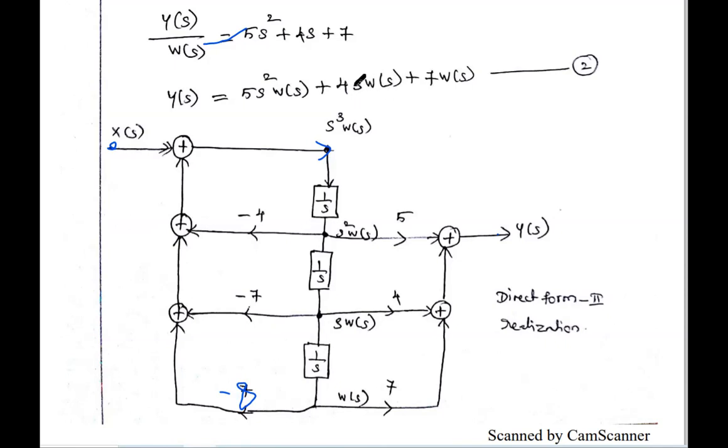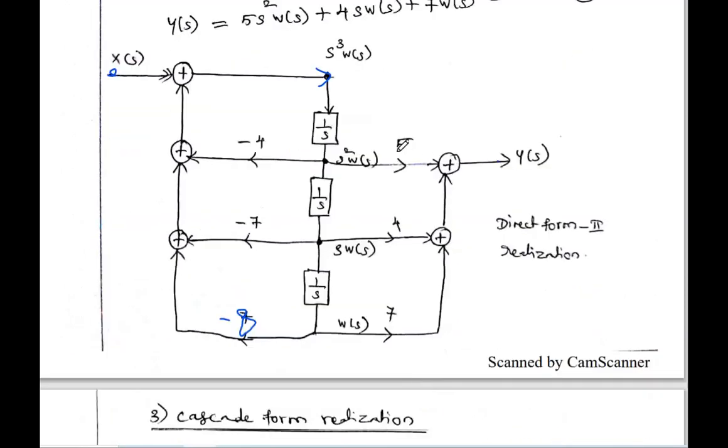Then what is the next term? 4 S W of S. Already we derived S W of S. This point is said to be S W of S. So this S into W of S, you take one wire, you multiply with the constant 4. Similarly, 7 W of S. This W of S is available in the last point. So this W of S, you multiply with the constant 7.